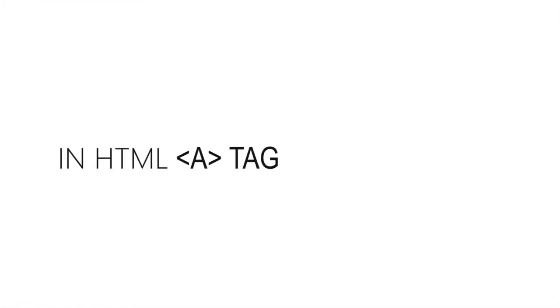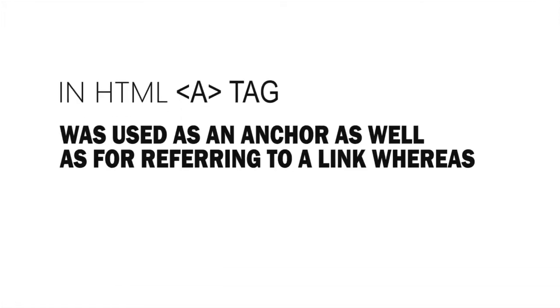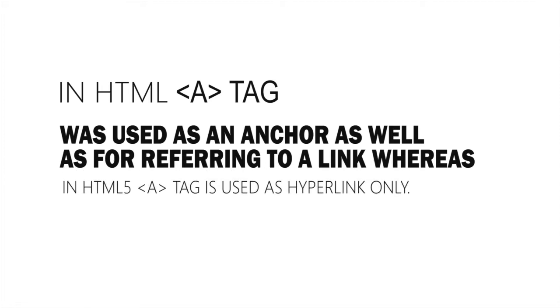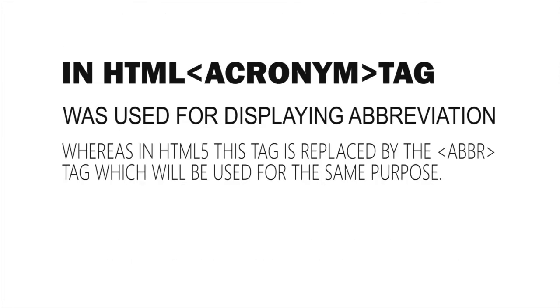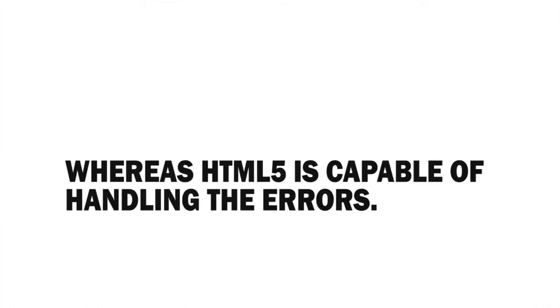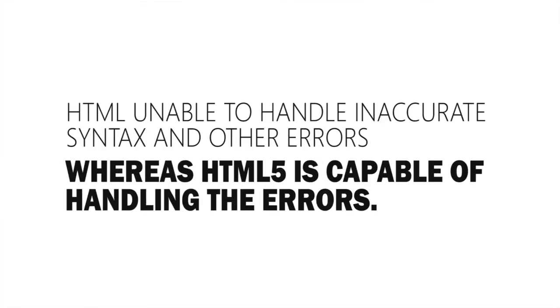In HTML, the a tag was used as an anchor as well as for referring to a link, whereas in HTML5, the a tag is used as a hyperlink only. In HTML, the acronym tag was used for displaying abbreviation, whereas in HTML5 this tag is replaced by the abbr tag, which is used for the same purpose. HTML is unable to handle inaccurate syntax and other errors, whereas HTML5 is capable of handling errors.